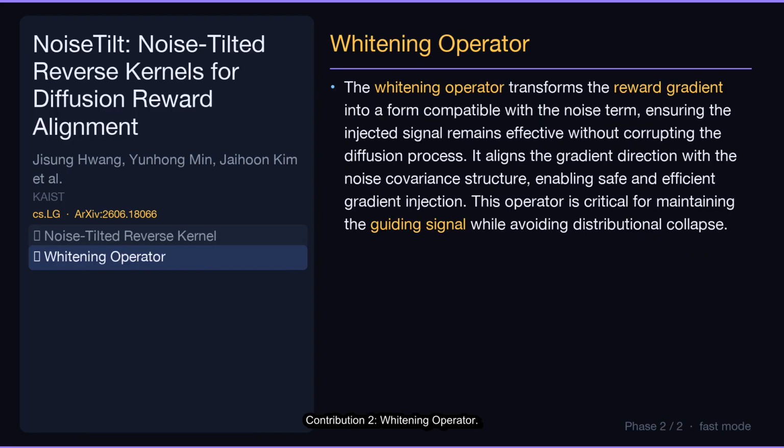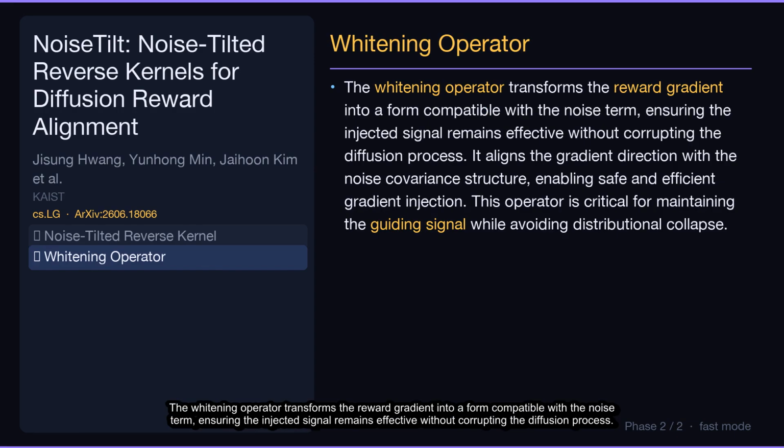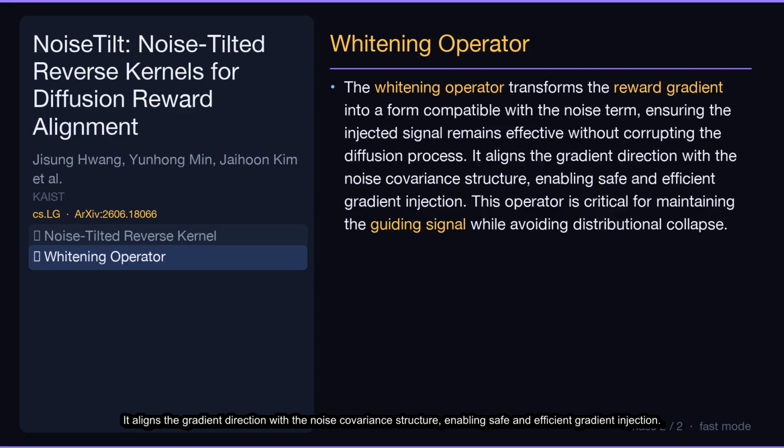Contribution 2. Whitening operator. The whitening operator transforms the reward gradient into a form compatible with the noise term, ensuring the injected signal remains effective without corrupting the diffusion process. It aligns the gradient direction with the noise covariance structure, enabling safe and efficient gradient injection. This operator is critical for maintaining the guiding signal while avoiding distributional collapse.